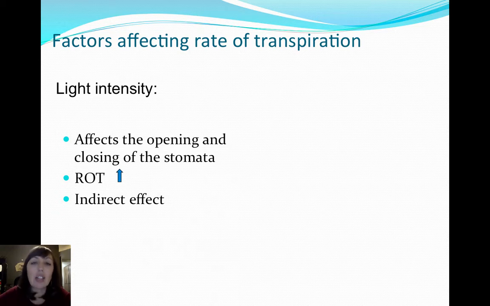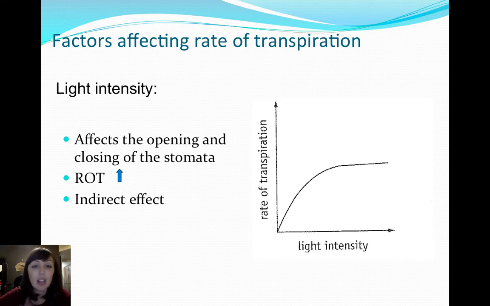Okay, so factors that affect the rate of transpiration. Light intensity affects the opening and the closing of the stomata. It is an indirect effect, because light intensity can raise temperature and heat up the plant, and so the guard cells might close the stomata, which is going to decrease the rate of transpiration.